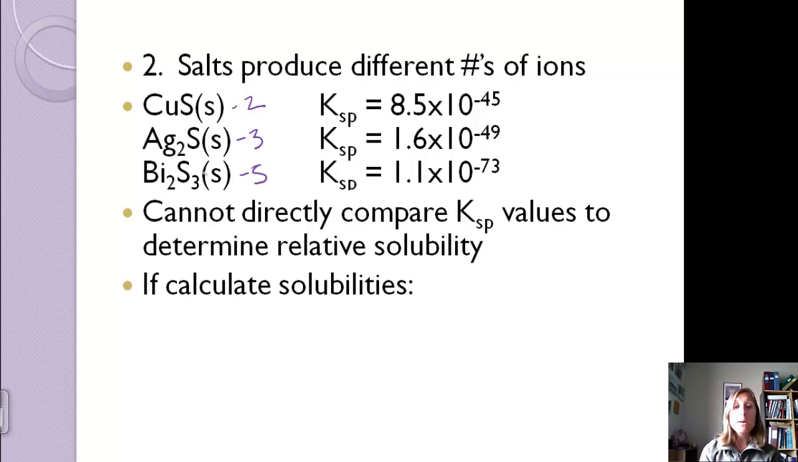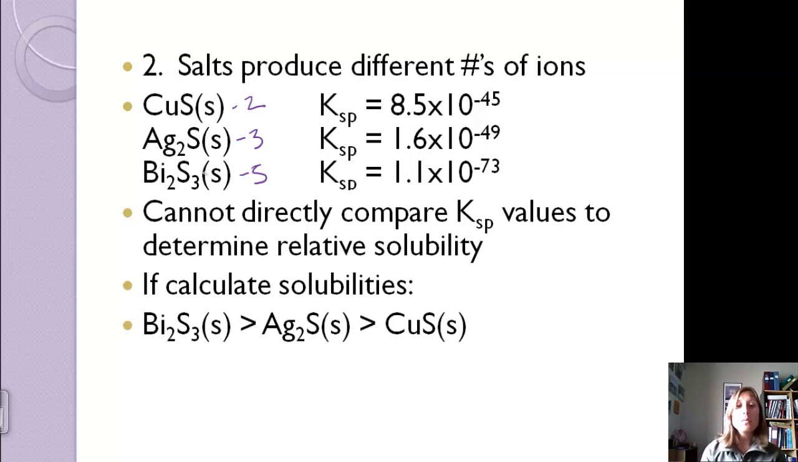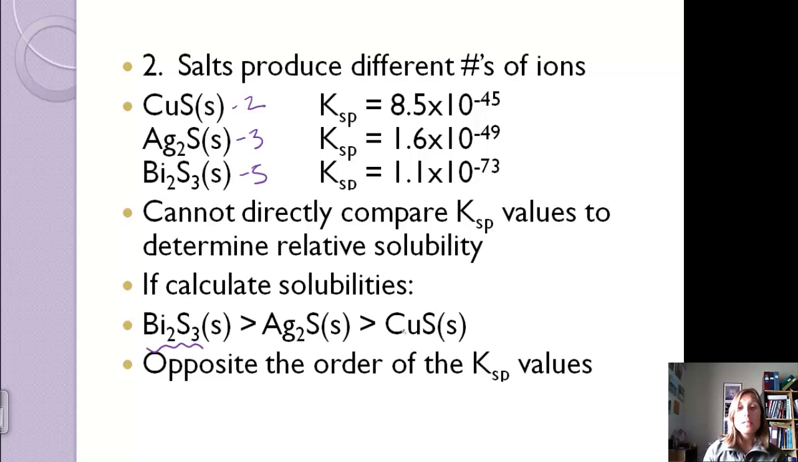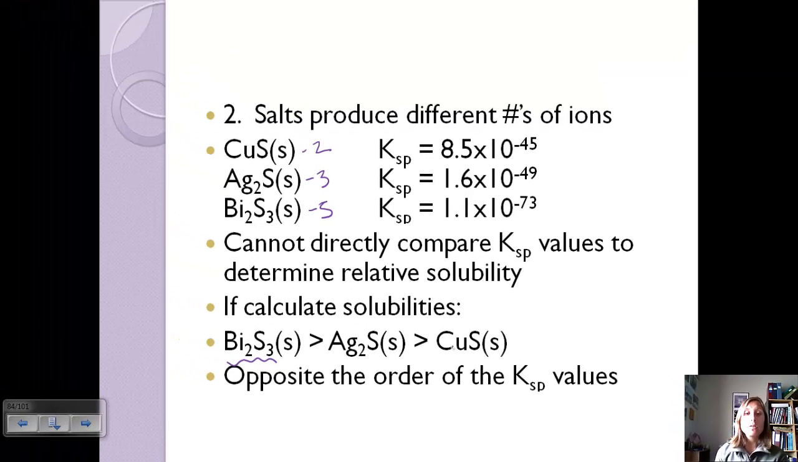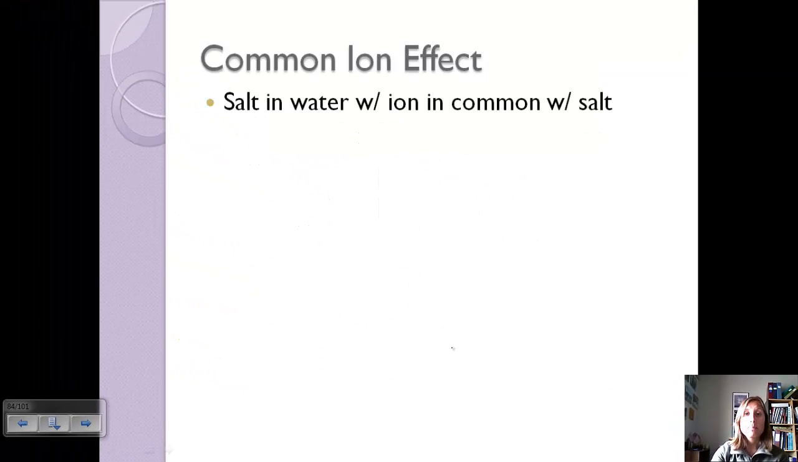If we actually went through and calculated the solubilities, though, we would find that bismuth sulfide had the largest solubility, followed by the silver 1 sulfide, and then the copper 2 sulfide. This is opposite the order of the Ksp values, and so if your salts have different numbers of ions, take the Ksp value that is the smallest, and that salt has the highest solubility.